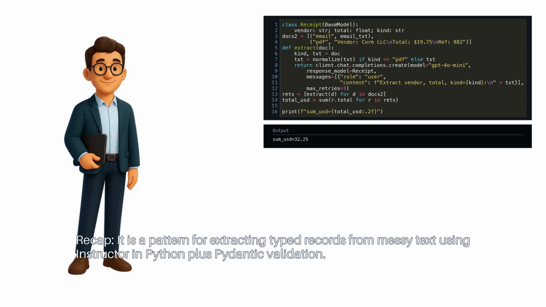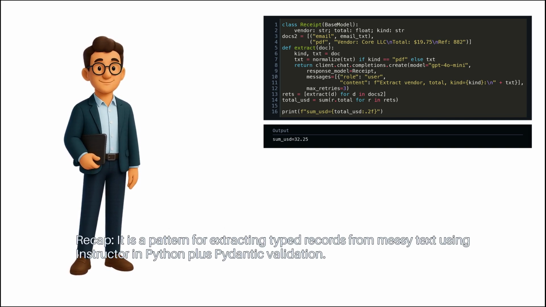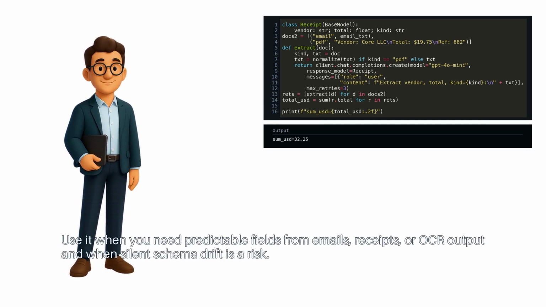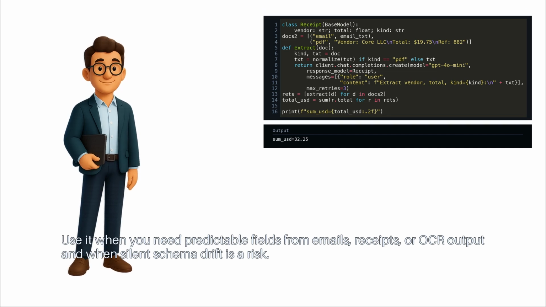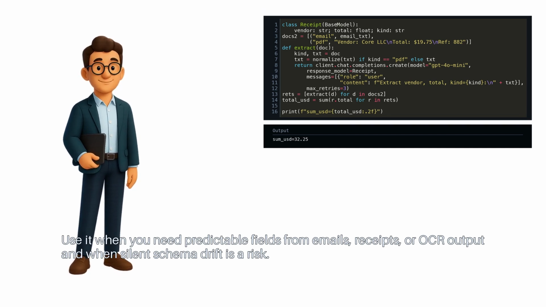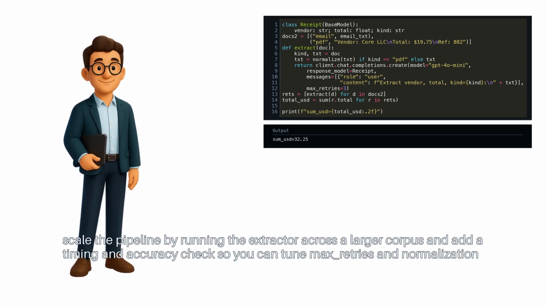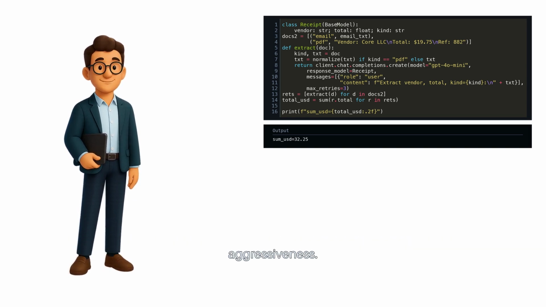Recap. It is a pattern for extracting typed records from messy text using Instructor in Python plus Pydantic validation. Use it when you need predictable fields from emails, receipts, or OCR output, and when silent schema drift is a risk. Caveat. Retries add latency and cost, so tune retry limits and normalization carefully. Next step. Scale the pipeline by running the extractor across a larger corpus, and add a timing and accuracy check so you can tune max retries and normalization aggressiveness.